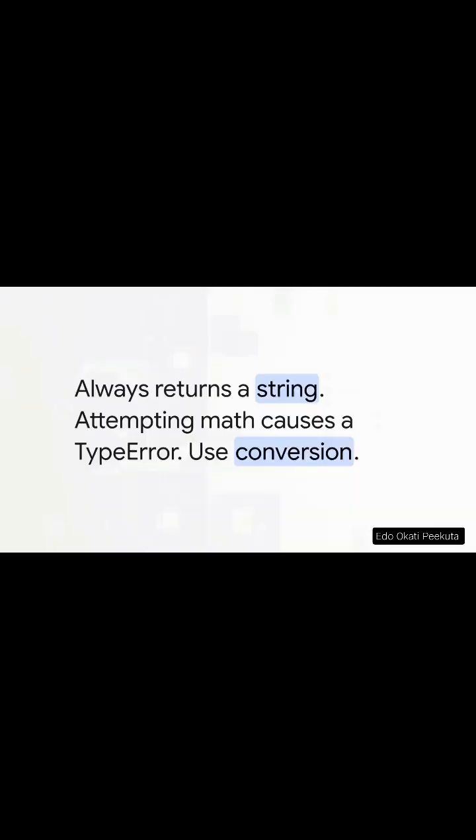Here's another quick but potentially deadly trap, the built-in input function. It always returns a string. Even if the user types the number 5, it's captured as the string 5. Attempting math directly on that will instantly cause a type error. You absolutely must explicitly convert it using int or float. Knowing the exact type your functions return is just non-negotiable.